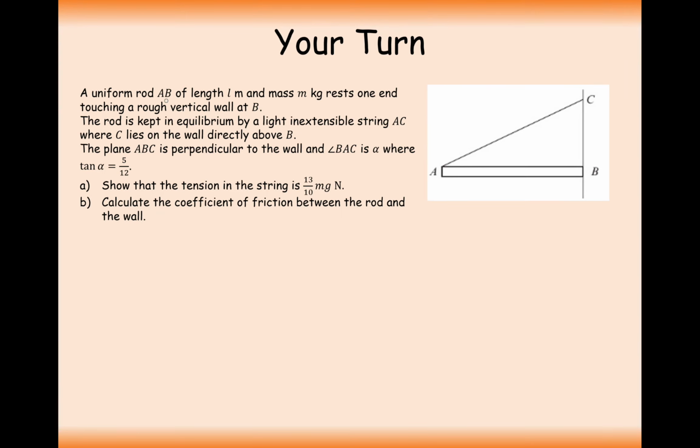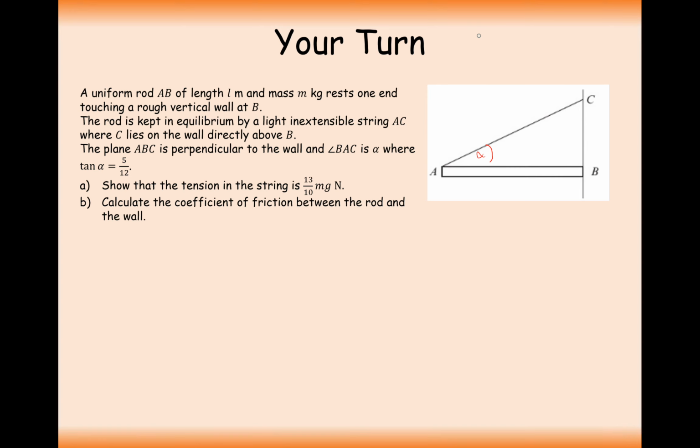So a uniform rod AB of length L and mass m kilograms rests with one end touching a rough horizontal wall. The rod is kept in equilibrium by a light inextensible string AC, where C lies on the wall directly above B. The plane ABC is directly on the wall, and the angle BAC is alpha, where tan of alpha is 5/12. So let's deal with that bit first.